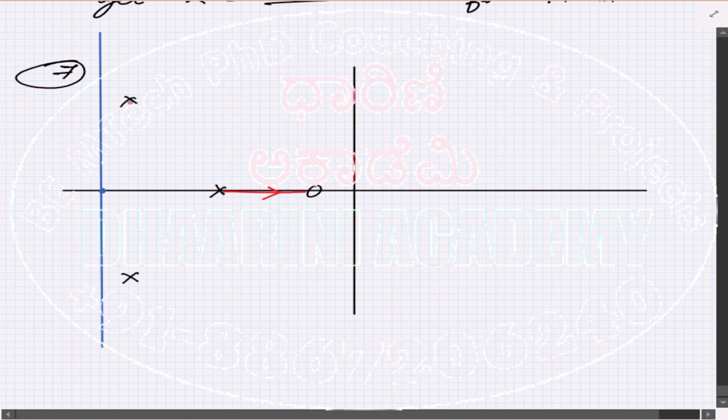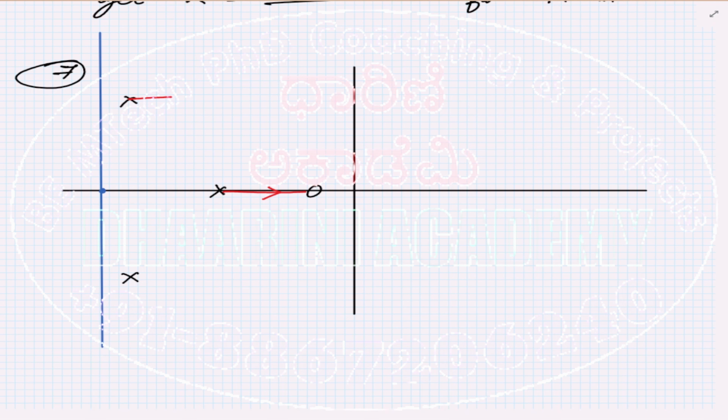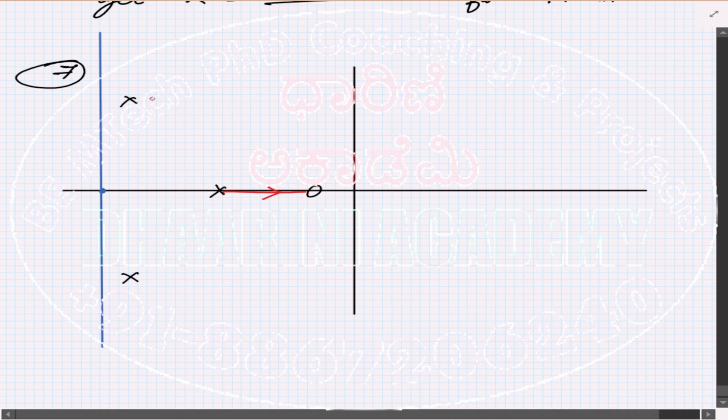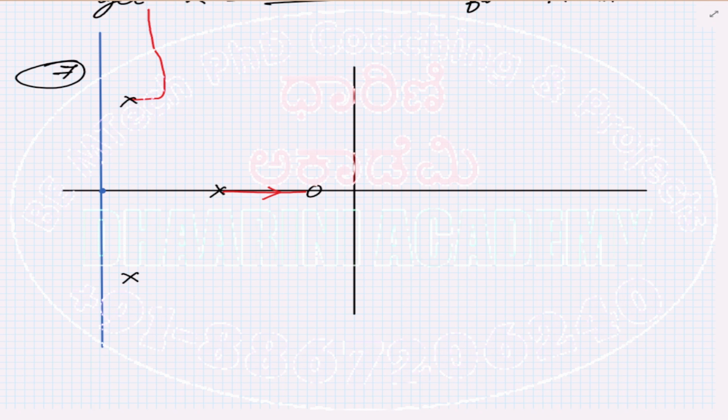So the starting of the root locus from a complex pole has to be identified by what is called an angle of departure, right? This is a departure. If it begins like this, it's said to be 0 degrees, then it will go to infinity. It starts at 0.